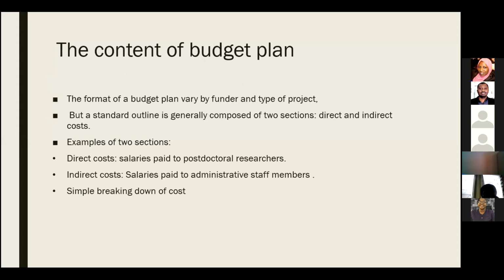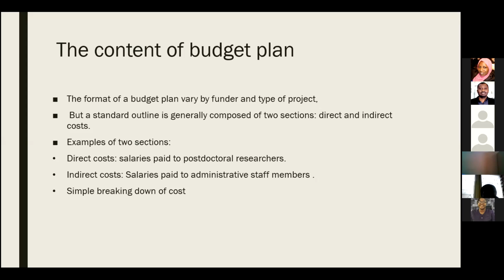establish the level of discipline and organization of the research. The format of a budget plan varies by funder and the type of project. But a standard budget has two types of costs, direct and indirect. Direct costs are expenditures that directly contribute to the research and development of the project, for example, salaries paid to postdoctoral researchers or research assistants. Indirect costs cannot be traced directly to progress in research and development, but are nonetheless required to operate a project, for example, the salaries paid to administrative staff or CEOs.